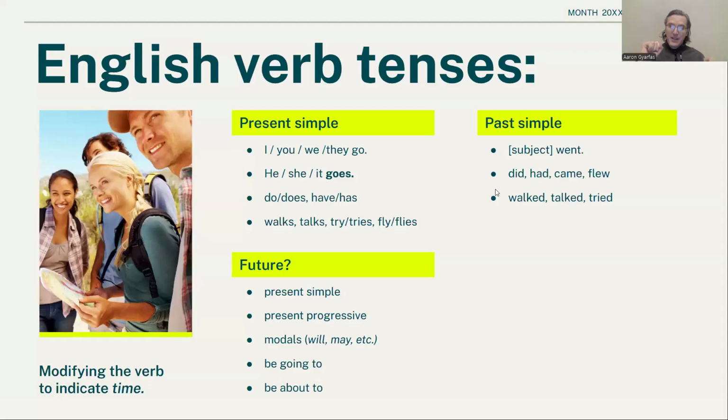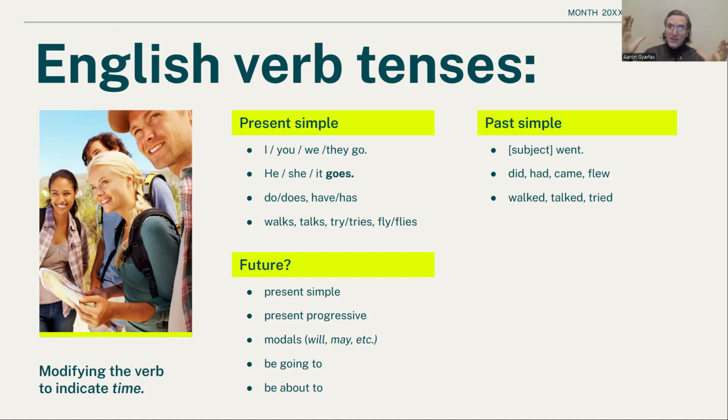English verb tenses. When we talk about verb tenses, we mean that we are modifying or changing the verb to indicate time. And in that definition, there are really only two verb tenses in English. We modify or change the verb for present tense and past tense. We don't modify the verb for future.